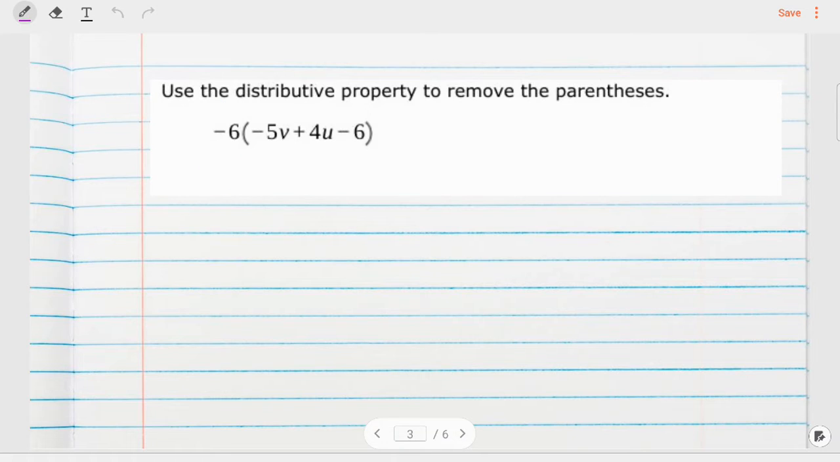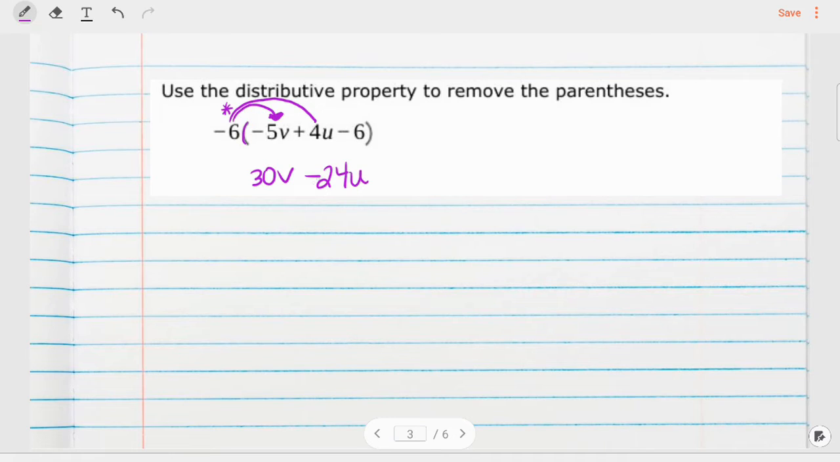So let's try that again. Use the distributive property to remove the parentheses. I am going to use multiplication to get rid of these parentheses. I need -6 copies of -5u. So I'm just going to multiply. What is -6 times -5? That's a grand total of 30 u's. Remember we are multiplying, -6 times +4. -6 times +4 gives me a total of -24 u's.